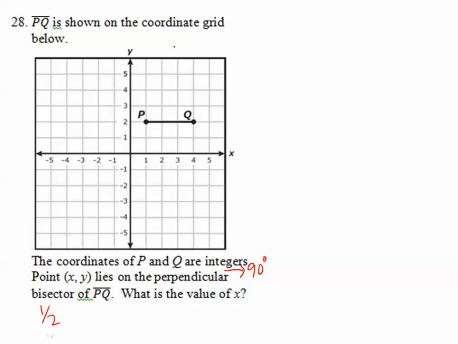So I want to know where my perpendicular bisector is. Well, if this is 1 and this is 4, then the middle of that line is right here. So my perpendicular bisector is going to be this line right here. So what is the value of X for that? Well, the value of X is 2.5. It's right there.